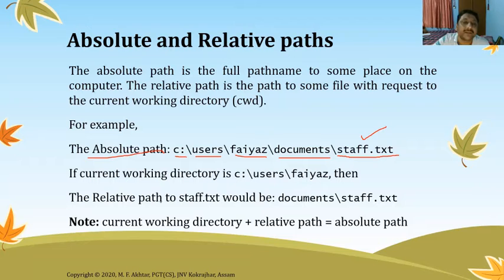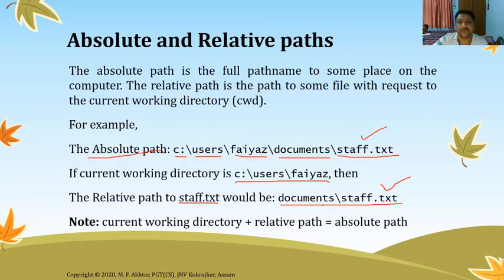Then the relative path for the staff.txt file would be only this much: student\documents, staff.txt, because documents is a folder and staff is a file, and this is the current working directory. We are working in the current working directory. Suppose we are working here, then this will be the relative path.